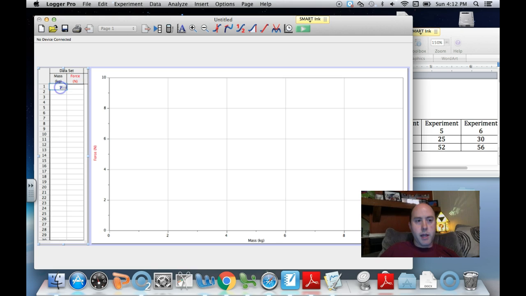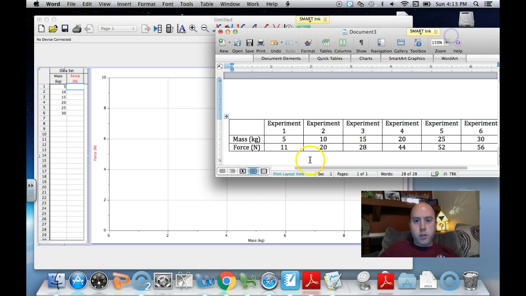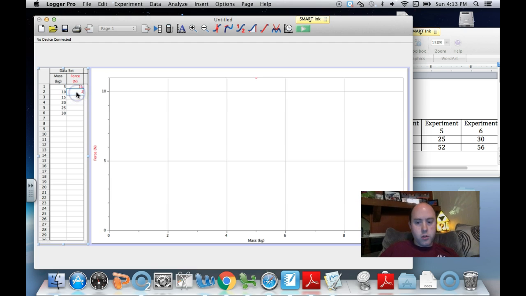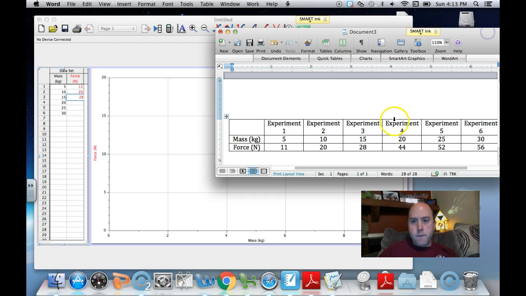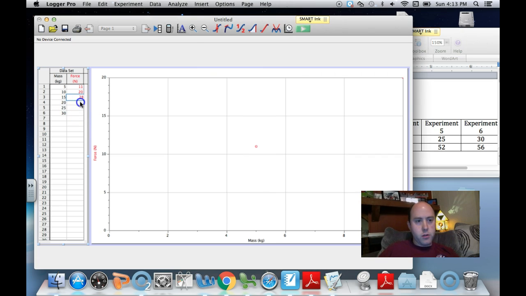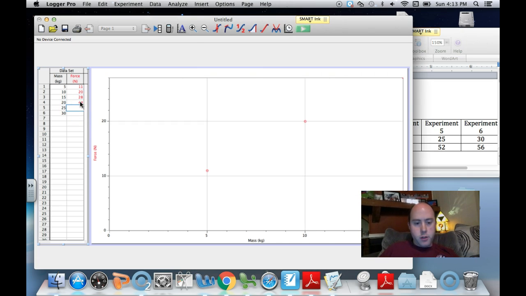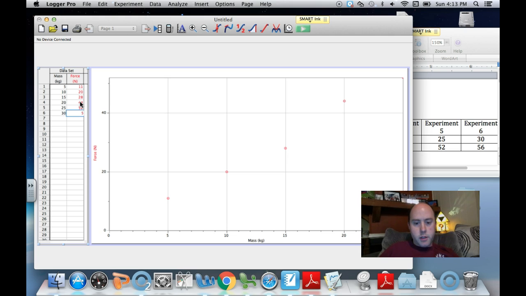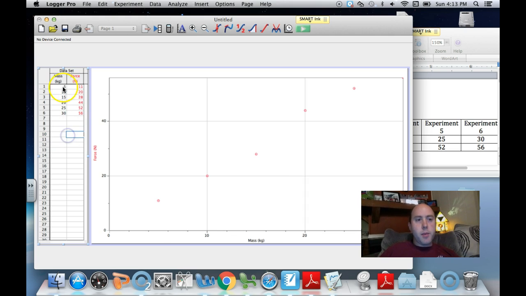So for my data, for mass, it went 5, 10, 15, 20, 25, 30. And then for the force, let's see, 11, 20, 28, 44, 52, 56. And every time you put a set of X and Y numbers in, you'll notice you get a dot here.